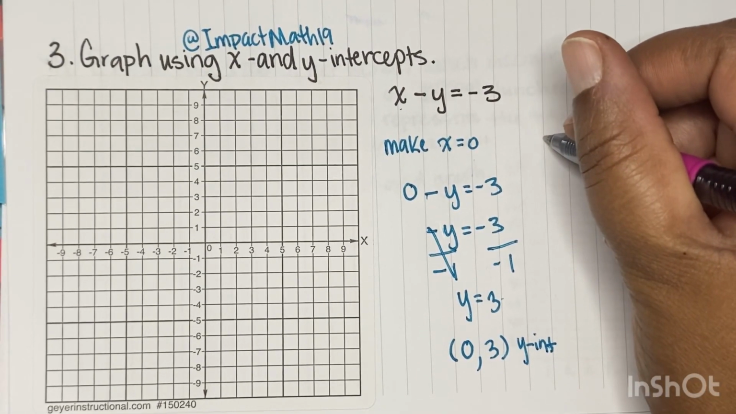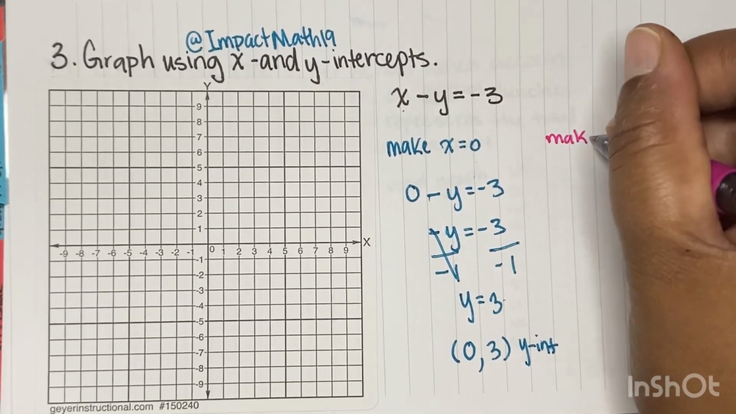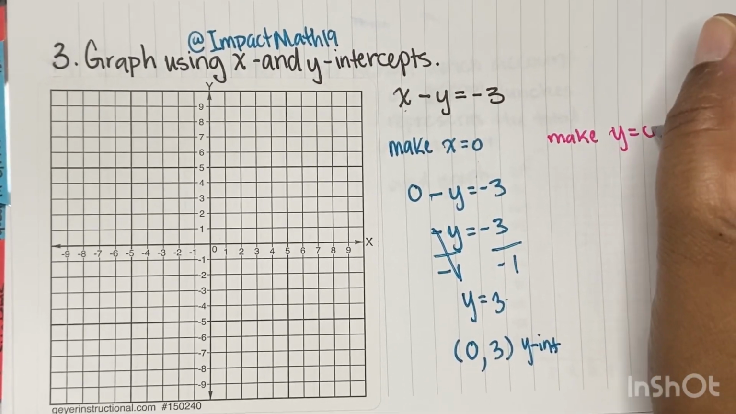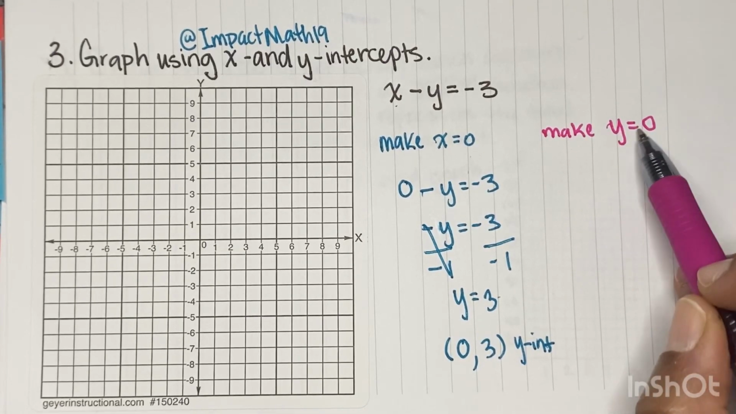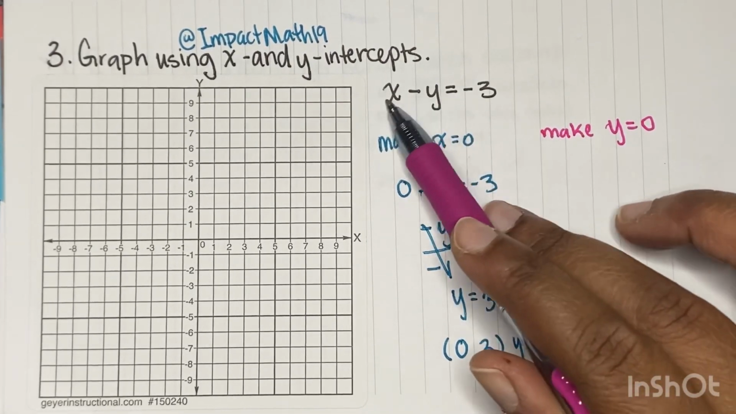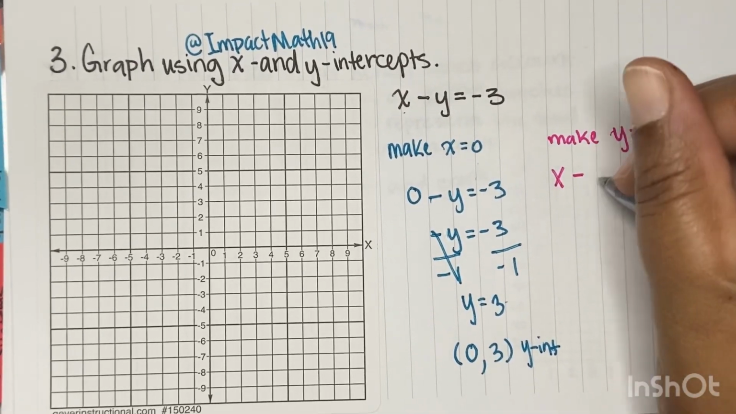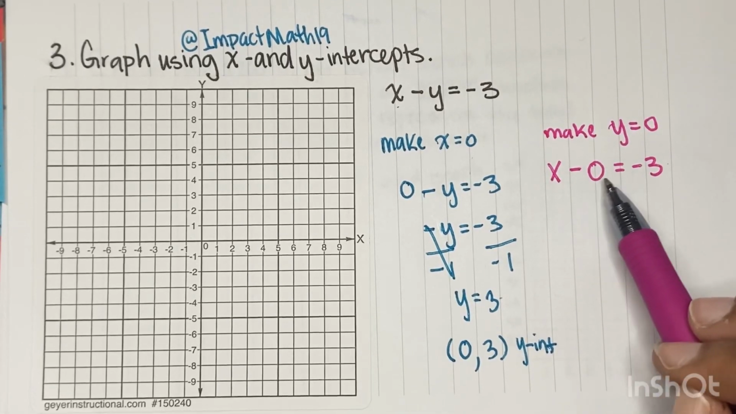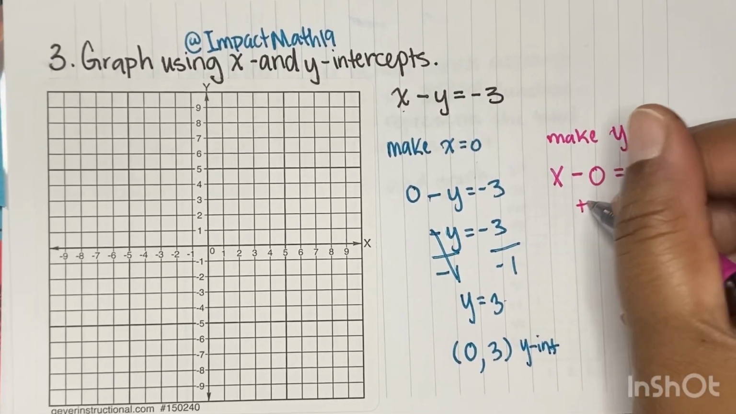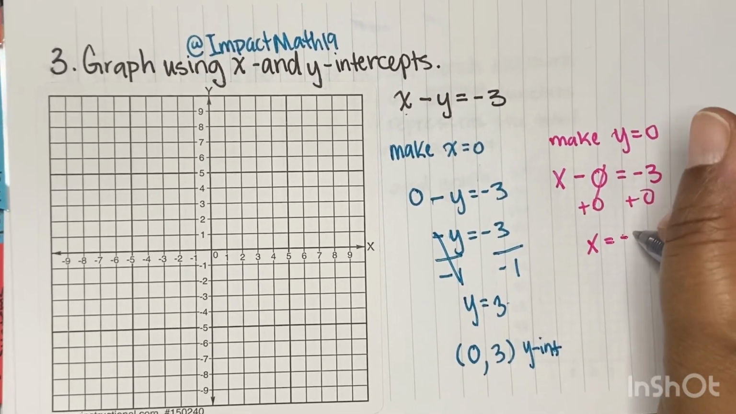Okay. Now let's find our x-intercept. So if we have to find our x-intercept, then we have to make the y equal to 0. It's like backwards. You're like, why is it like that? But that's how math is, right? So it's backwards. So when I plug in 0 for y, I'm solving for the x-intercept. So I'm going to do x minus, I'm replacing that y with 0, equals negative 3. Now, how do I get this minus 0 to the other side? Well, I'm going to add 0 to both sides. And then I get x equals a negative 3.